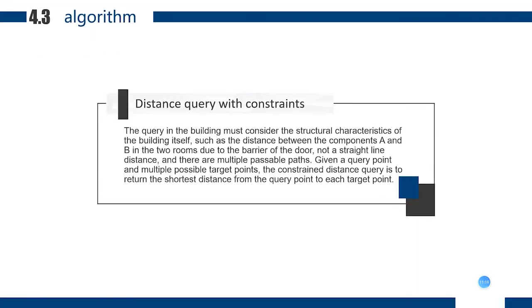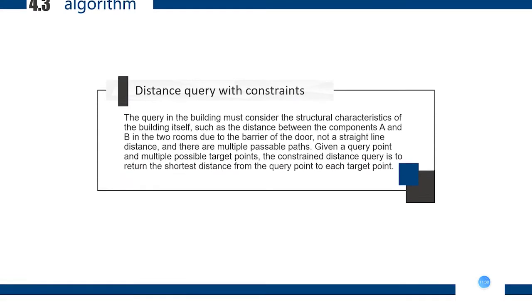The query in the building must consider the structural characteristics of the building itself, such as the distance between components A and B in the 2 zones, which, due to the barrier of the door, is not a straight-line distance, and there are multiple possible paths.